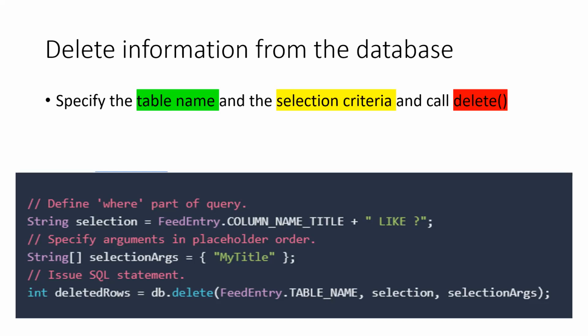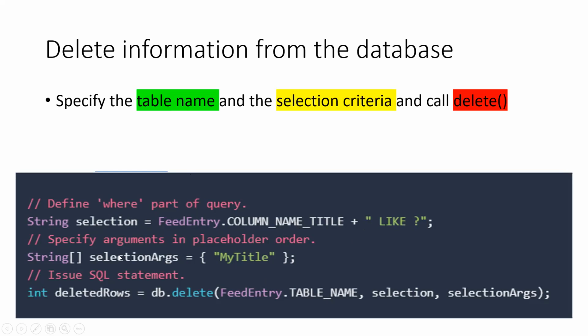A, B, C. First of all, you specify the selection criteria. Here you specify the selection criteria: string selection is equal to feed entry dot, that's an inner class, dot column underscore name underscore title like. That means you're talking about where column title like the value, and this is the value of the selection, and selection args.